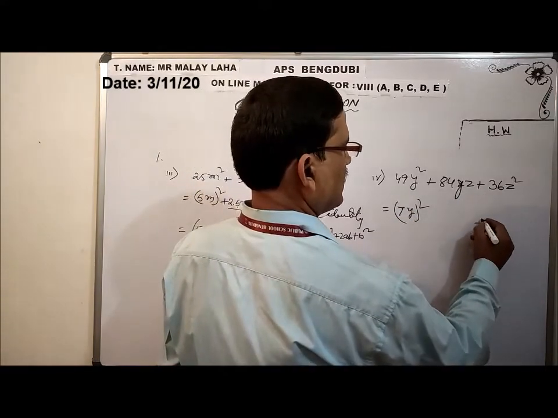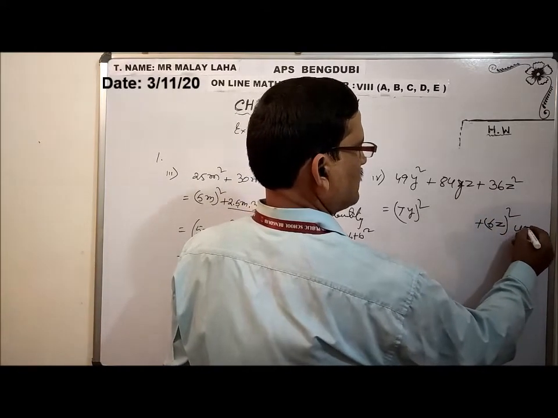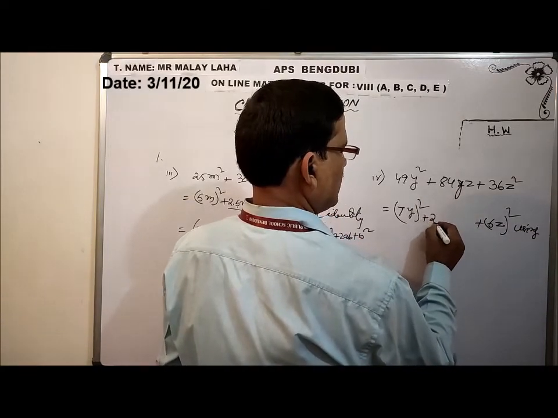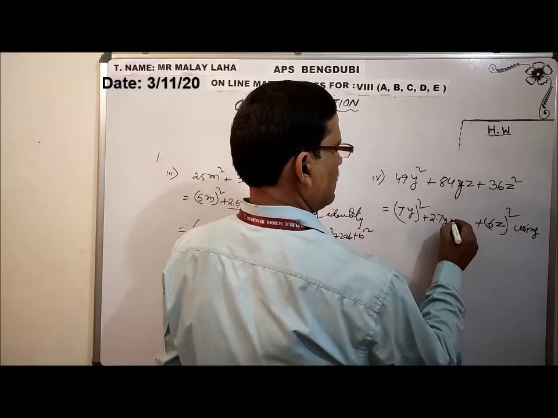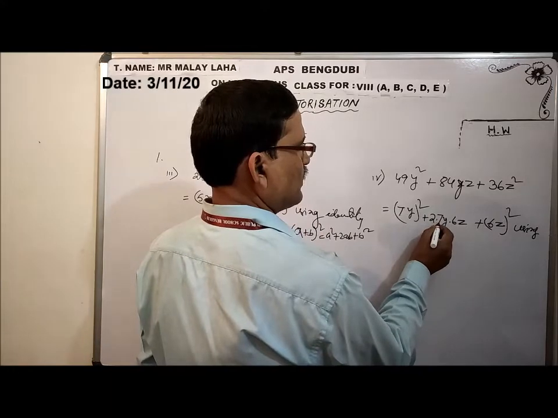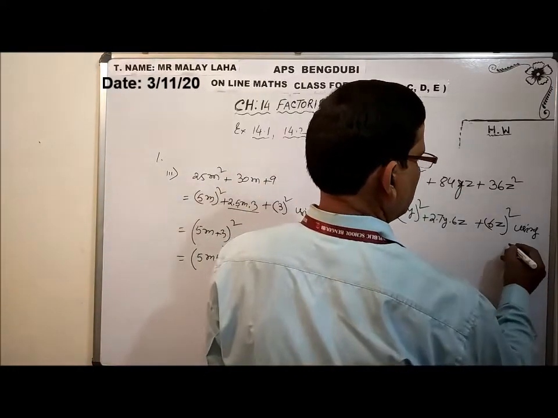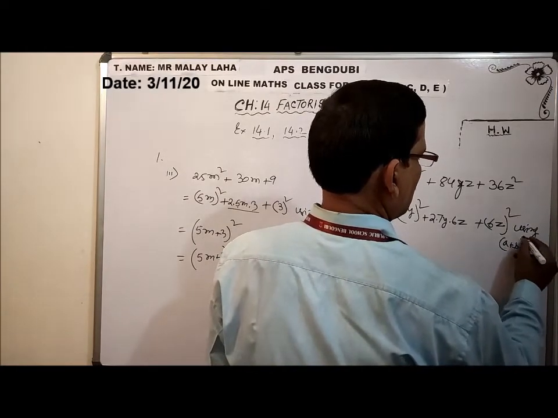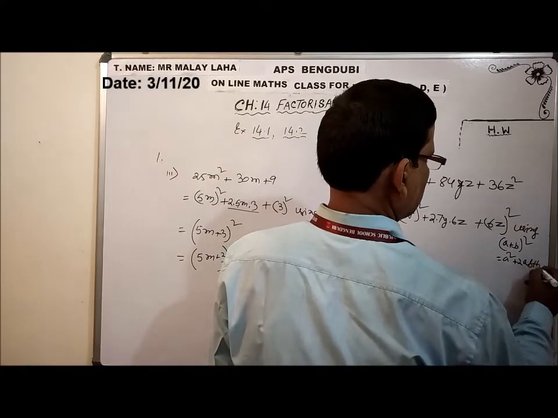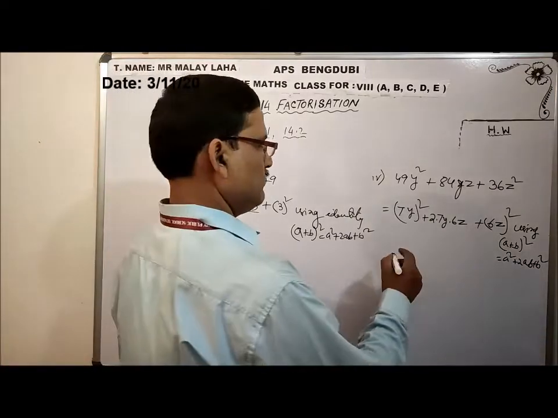And 36, how can I write it down? 6z whole square. Using what? The plus sign is there, and in between, twice a means 7y, b means 6z. Multiply together: 7 2s are 14, 14 6s are 84, 84yz. Using a plus b whole square equals a square plus 2ab plus b square. All the time you will write this. By writing, you will memorize the identities.